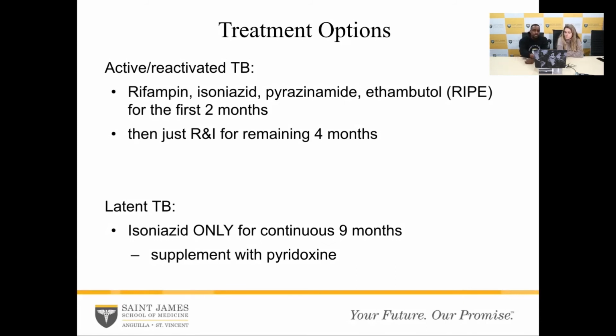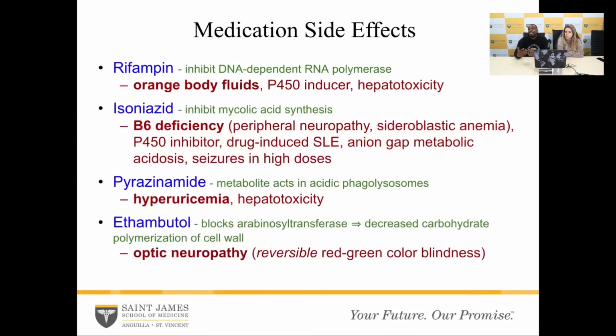And the reason we supplement it is because the medication side effect of isoniazid is B6 deficiency, which is pyridoxine. And that causes a peripheral neuropathy. It also causes anemia. So we want to make sure that when we give isoniazid, we avoid this side effect, which is avoidable by just giving them a vitamin.